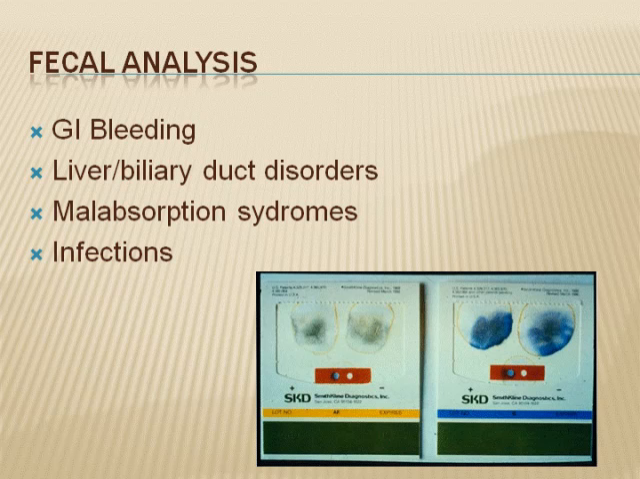Fecal analysis. This is important for detecting bleeding that occurs in the GI tract. It's important for detecting liver and biliary duct disorders, malabsorption syndromes, and infections. I have an image there of an occult blood card with some reactions on it, one looking very, very positive. Can't really tell if the other one is blue enough. Both of them very well may be positive.